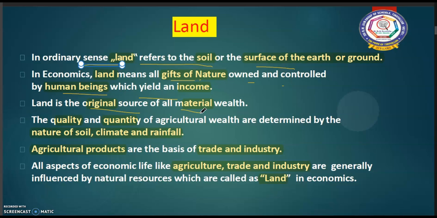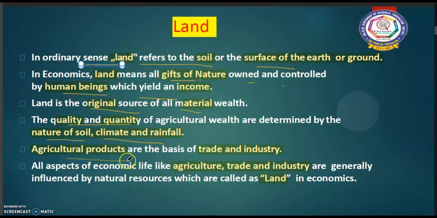In the previous slide we discussed material and immaterial wealth. Land comes under material wealth. So the quality and quantity of agricultural wealth are determined by the nature of soil, climate and rainfall. In our previous chapters, we discussed different types of soil and climate and the distribution of rainfall all over the country, isn't it? So the quality and quantity of agricultural lands are determined by the nature of the soil. If the soil is fertile only, it can be utilized for various purposes like cultivation.